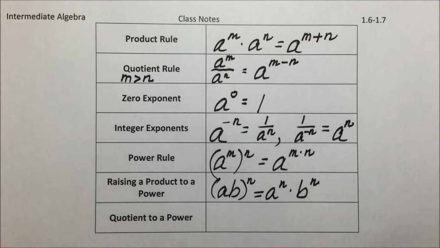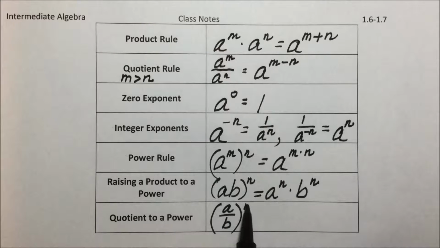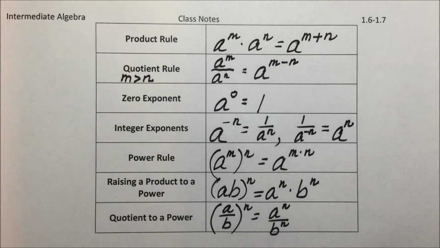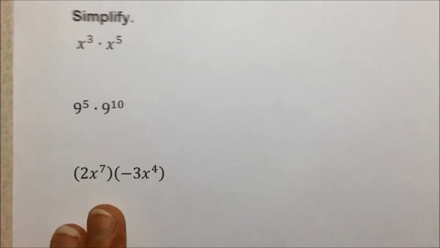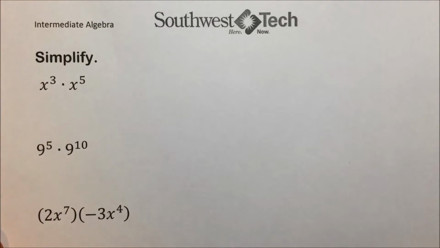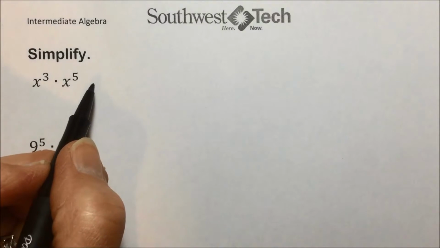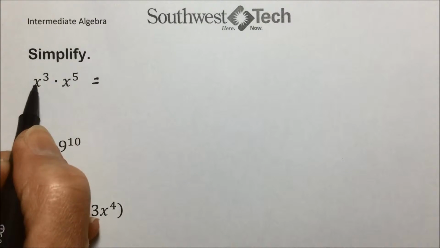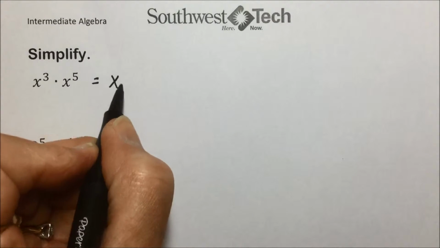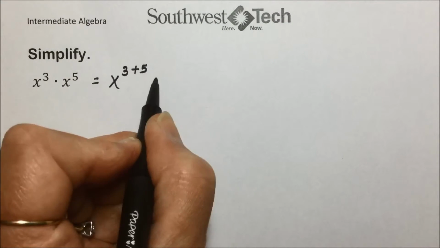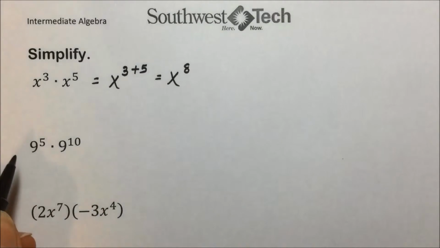And if we have a quotient raised to a power, well, a quotient is the result of a division. If it's raised to a power, that means each of the components, the numerator and the denominator, are raised to that power. So let's take a look at simplifying some expressions using those properties that we just went through. They're asking us here to simplify x to the third times x to the fifth. We can use that product rule, since we have common bases multiplied together, and add the exponents, which is equivalent to x to the 8th power.